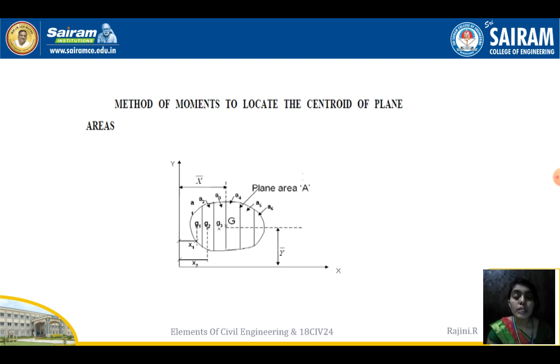So here I'm splitting that area into small areas, A1, A2, A3, A4, A5, A6. For those small areas we have to mark the different distances. For A1 x1, A2 x2, A3 x3, like that we need to mark the distance keeping the reference. If you are marking all x distances, y will be the reference. If you are marking all y distances, x will be the reference. X axis will be the reference.